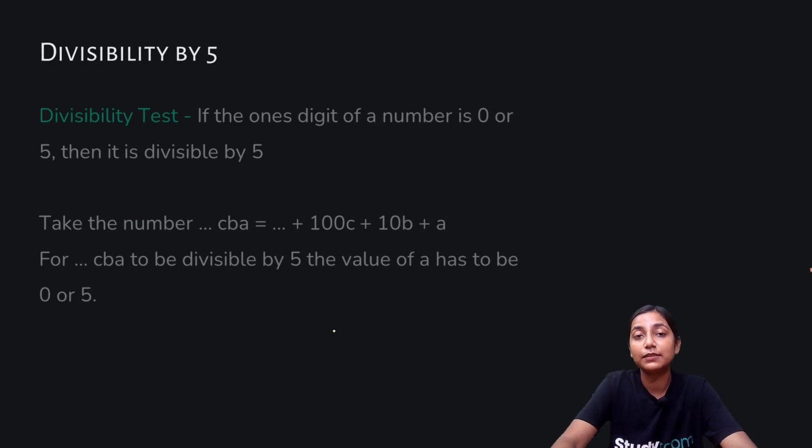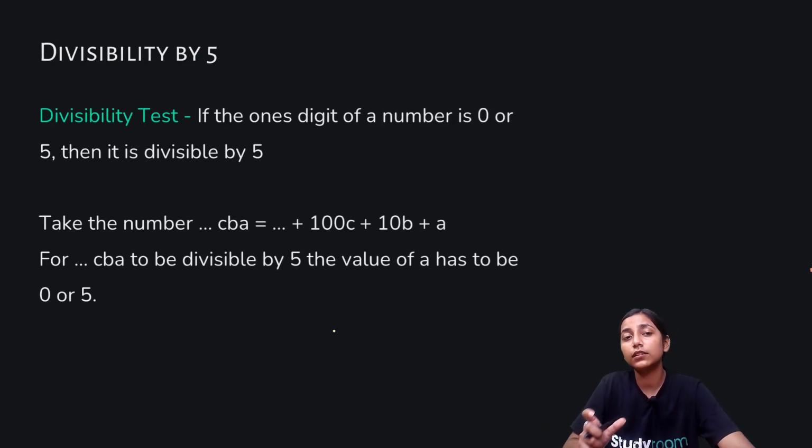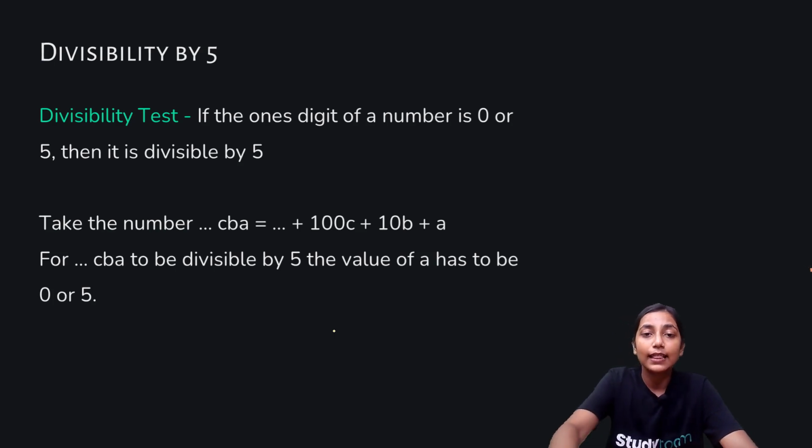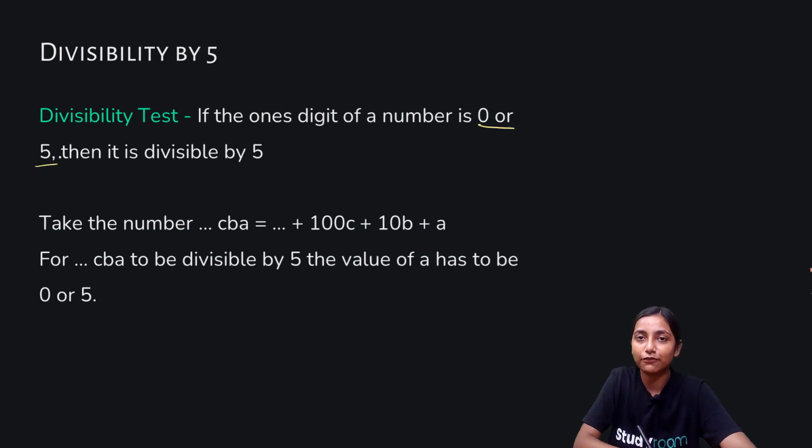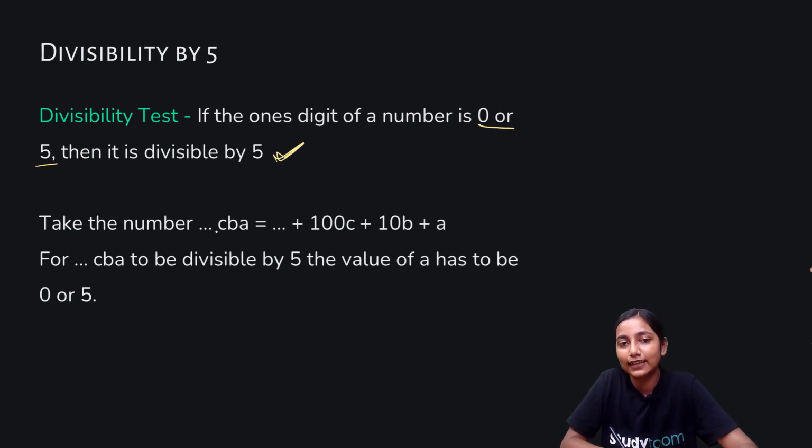Now we have the divisibility by 5. The divisibility test for a number to be divisible by 5 is that the ones digit of that number should be either 0 or 5. If the ones digit of that number is either 0 or 5, then that number is divisible by 5. You can take this number again.